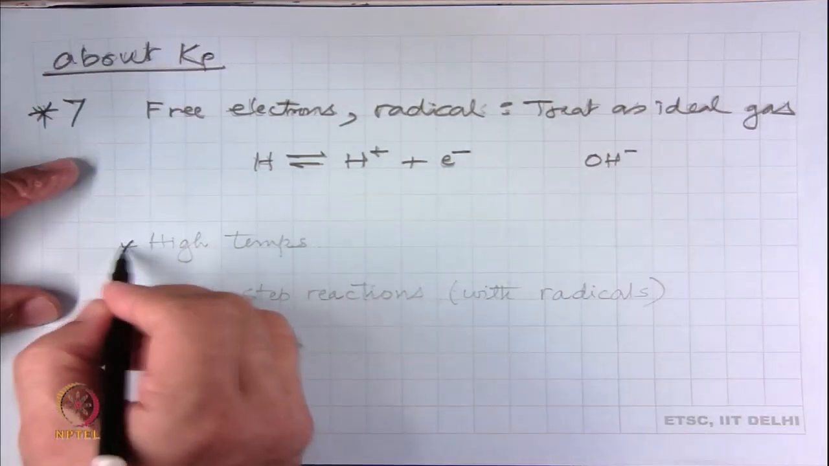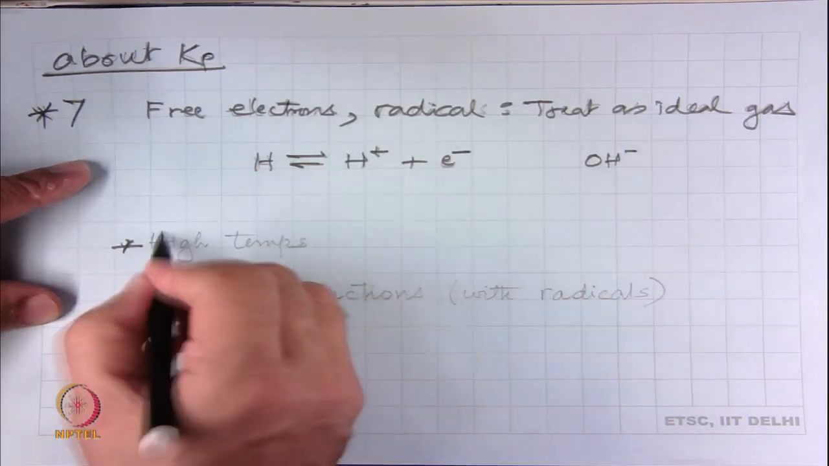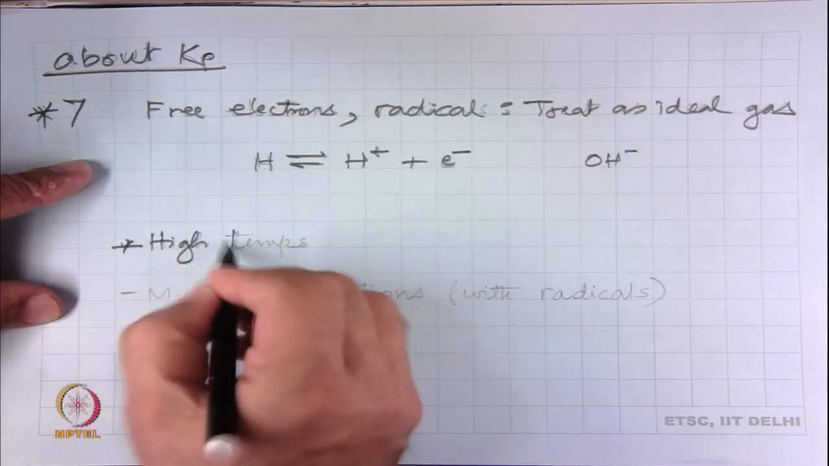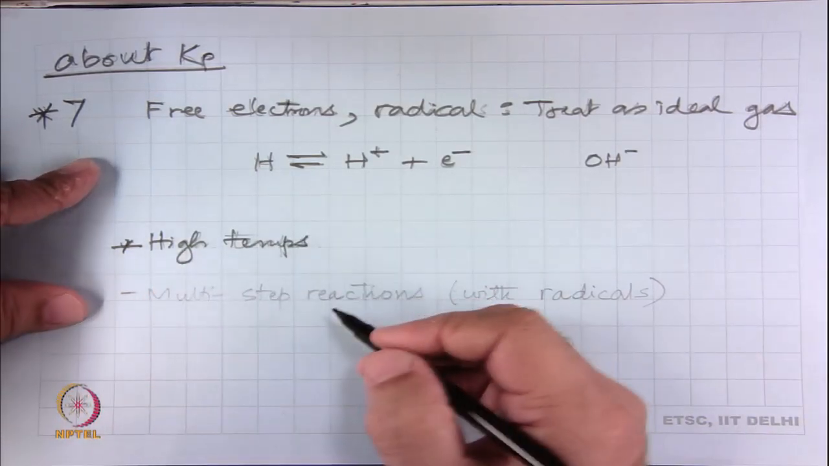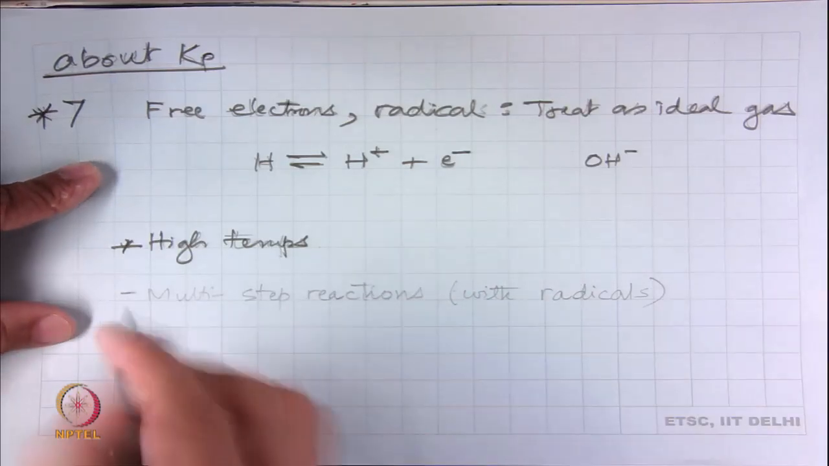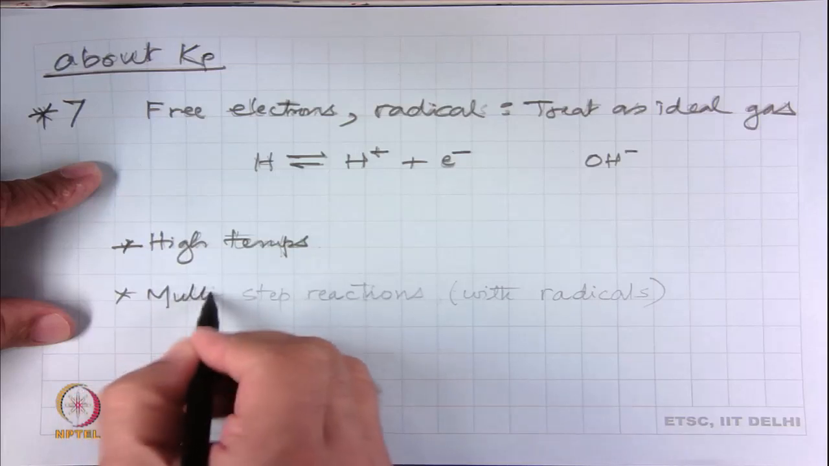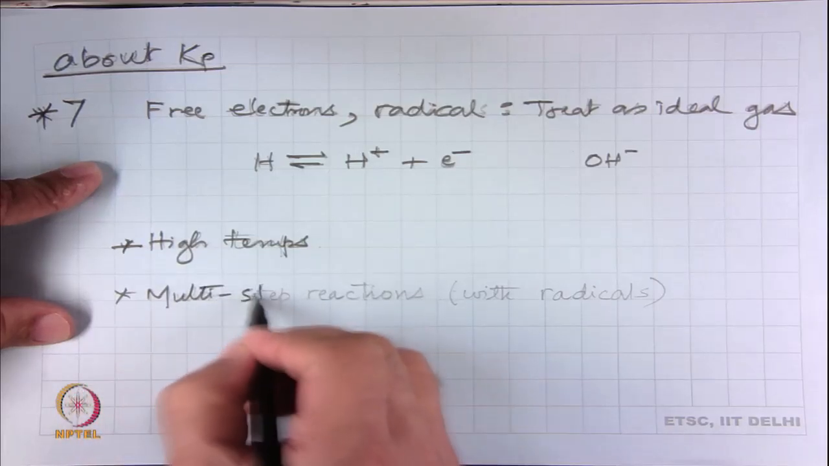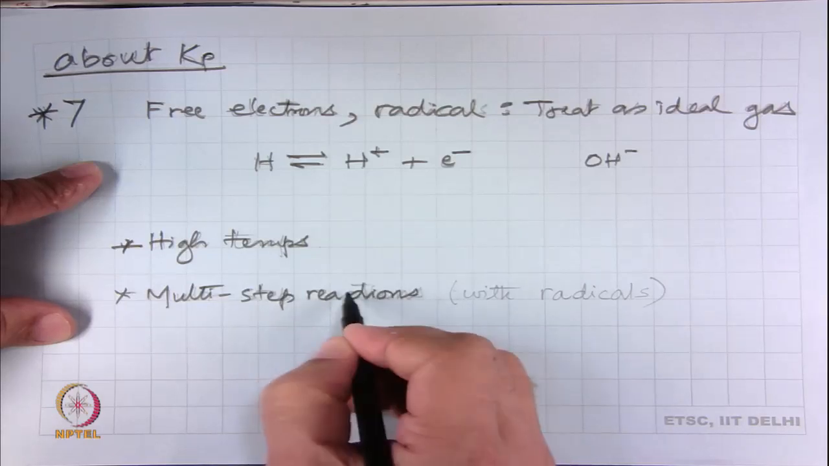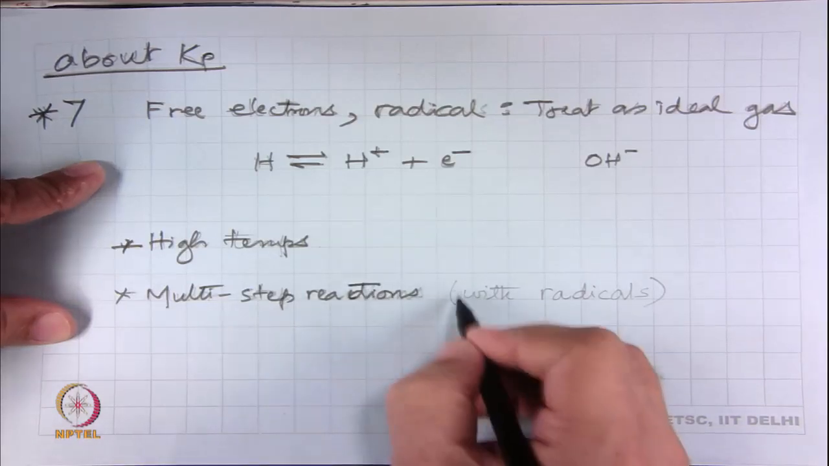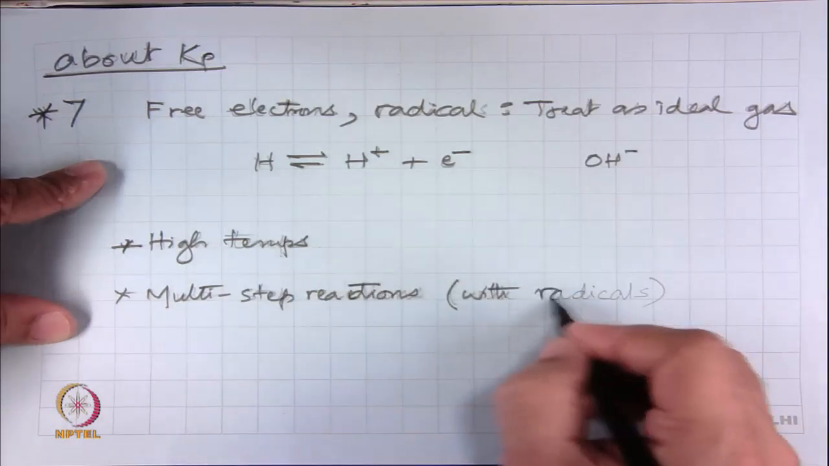This is particularly the case. We cannot ignore this particular type of reaction at high temperatures. For example, when a spacecraft is entering the Earth's atmosphere, or for that matter leaving the Earth's atmosphere, this is an important consideration. And in combustion reactions, which are all multi-step reactions, there will be radicals, and so we will have to account for them in the same way.